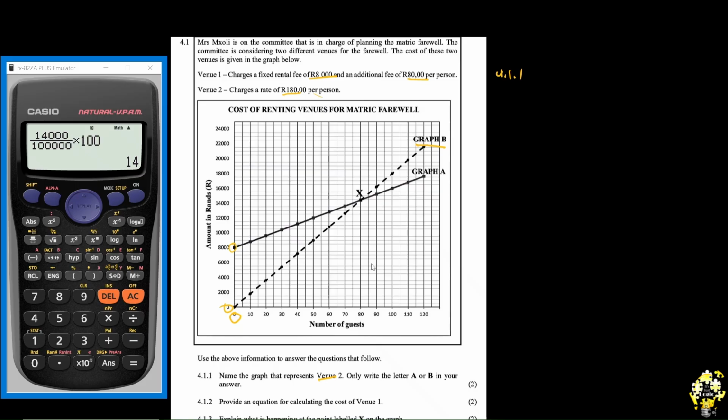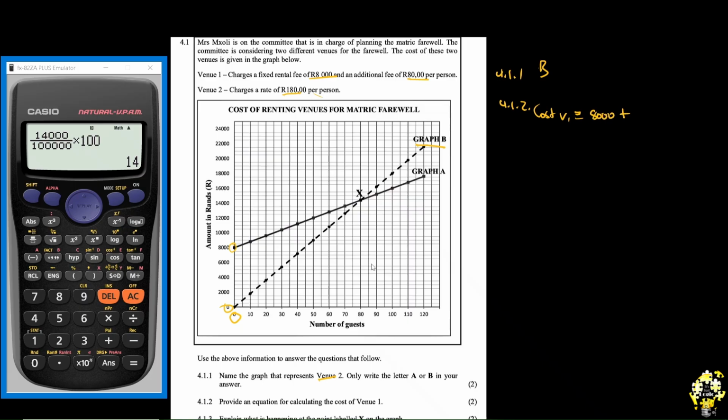So for 4.1.1, we know that they just said we should write a letter. So for venue 2, we know that it is indeed a B. And then let's continue. 4.1.2: Provide an equation for calculating the cost of venue 1. So the cost for venue 1 looks to me similar to an expense cost. So let's say cost of venue 1. Why am I saying that? Because it looks to me like you have a fixed cost first, which is 8,000.